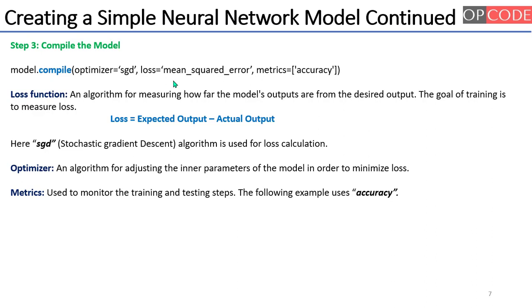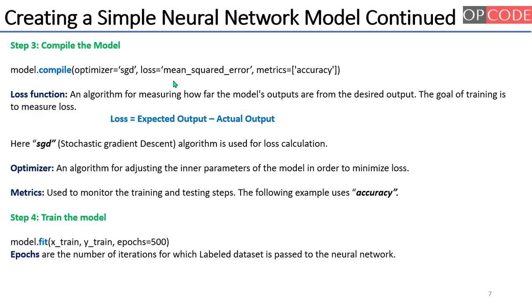The third parameter is the metrics. It is used to monitor the training and testing steps. Generally, in most of the models, accuracy is used as a metric. The next step is to train the model. To train the model, the fit method is used, and the parameters passed are x_train, y_train, and the epochs value. x_train is the input dataset provided, y_train is the corresponding labels, and epochs are the number of iterations for which the labeled dataset is passed to the neural network. And finally, we need to test the trained model's accuracy, and the predict method is used for that.